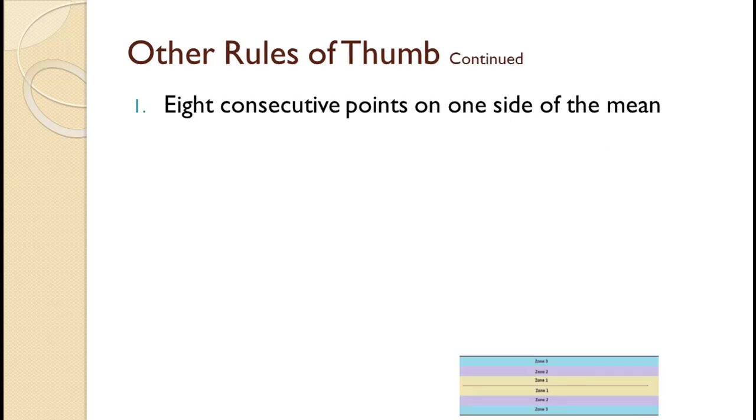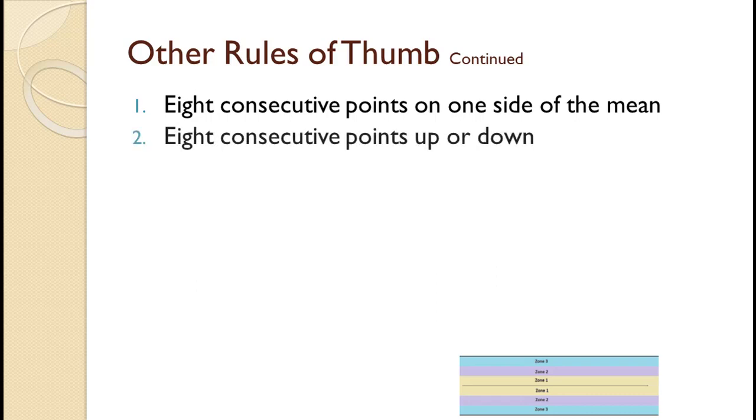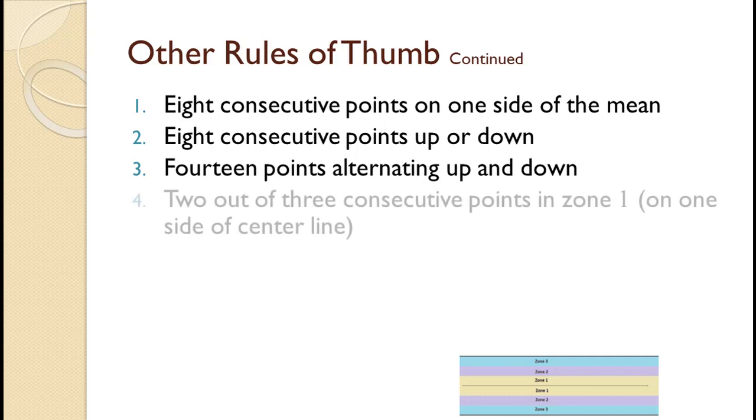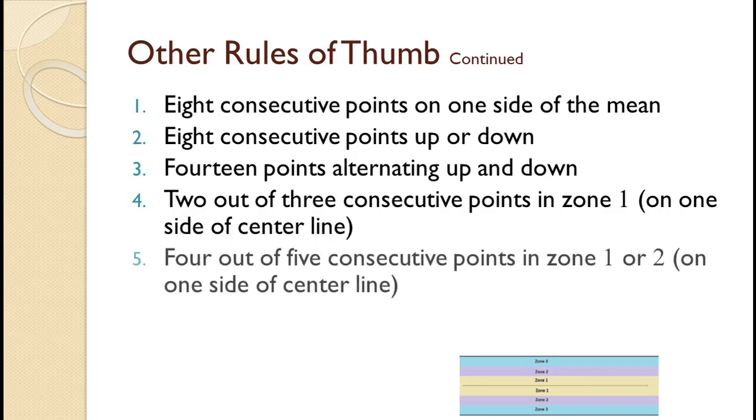Some rules of thumb are as follows for control charts being out of control. 1. 8 consecutive points on one side of the mean. These would all be a single run on the above-below test. 2. 8 consecutive points up or down. These would all be a single run in the up-down test. 3. 14 points alternating up and down. These would be 14 runs in the up-down test. 4. 2 out of 3 consecutive points in Zone 1 on one side of the center line or the other, but not both. 5. 4 out of 5 consecutive points in Zone 1 or 2 on one side of the center line or the other, but not both.